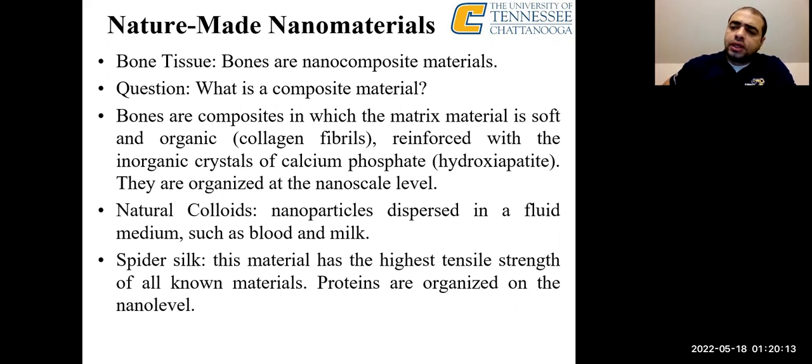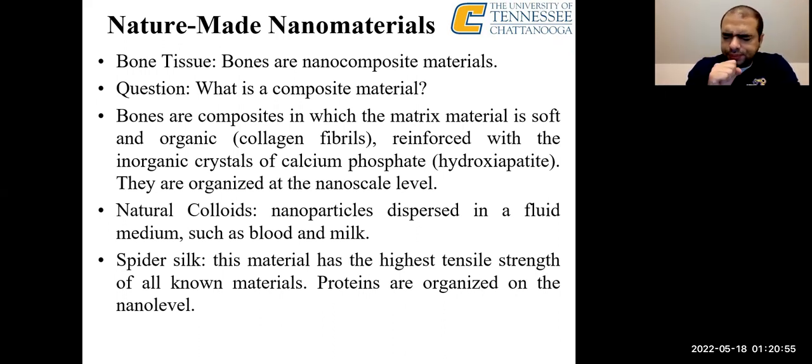Another nanomaterial is blood, for example. Blood basically has colloids. In other words, you have nanoparticles that are dispersed in the fluid medium, but they are not mixed. A third example is spider silk. Spider silk, by the way, has the highest tensile strength of all known materials. The interaction is at the nanoscale level. Proteins are organized on the nanoscale level. So these are some examples of natural nanomaterials.